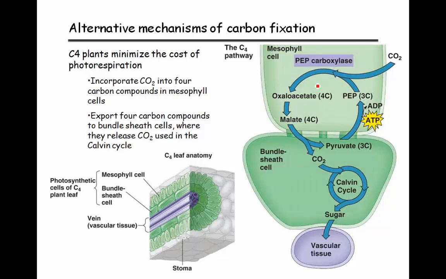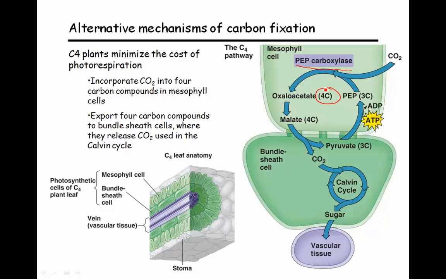Now, our Rubisco enzyme is not going to be the first molecule to actually grab hold of that carbon dioxide. Instead, we're going to have a different enzyme. This enzyme's name is PEP carboxylase. And PEP carboxylase is going to fix the carbon. So it will be the first enzyme that grabs that carbon dioxide. It's going to hook it to a 3-carbon molecule, and we're going to end up with a 4-carbon molecule, which is a stable molecule called oxaloacetate.